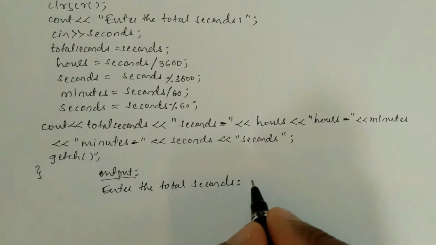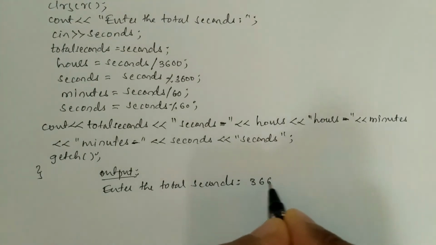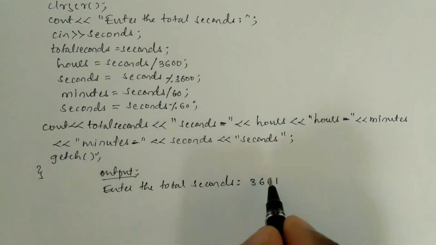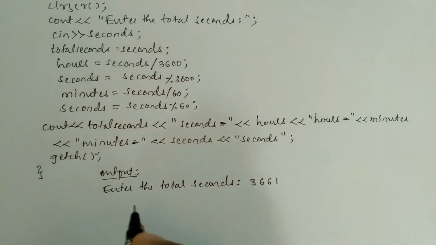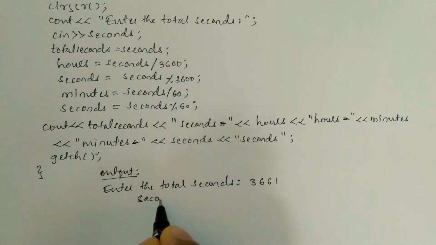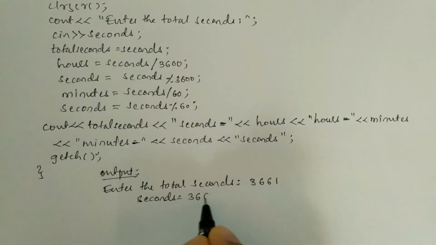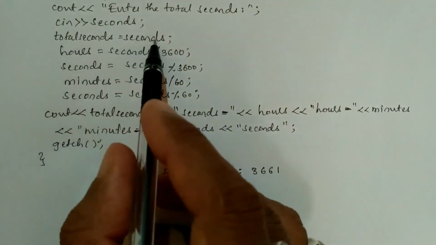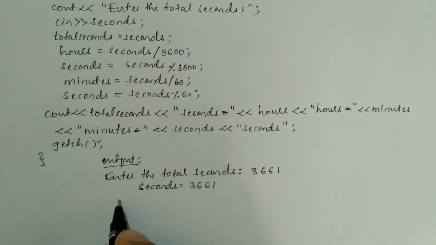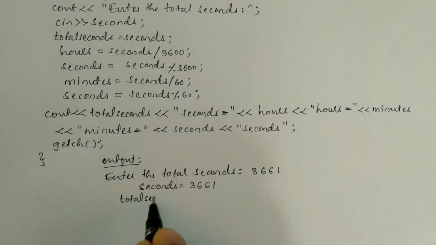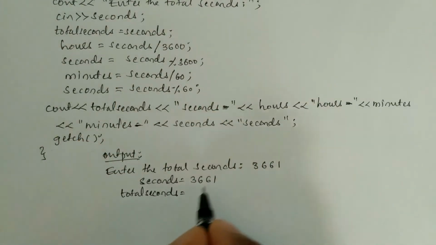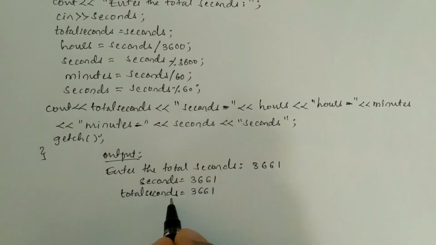For example, 3661. Now, this value will be stored in seconds. Here I'm going to write seconds is equal to 3661. Now, let us see the next statement. Total seconds is equal to seconds. So seconds is what? It is 3661. So this is in turn initialized to total seconds.